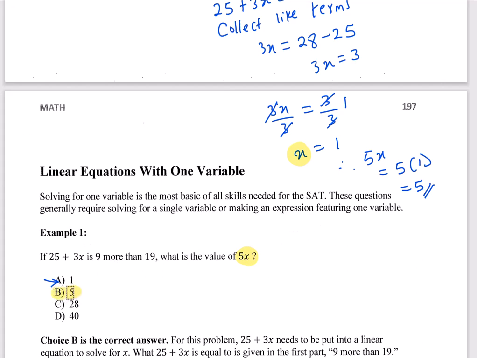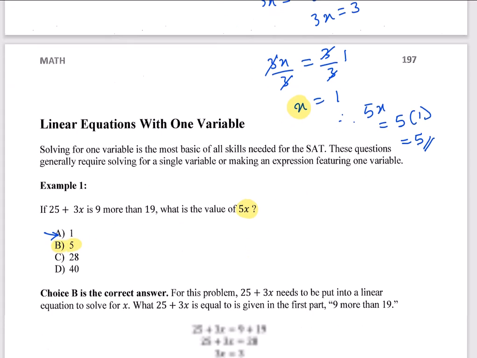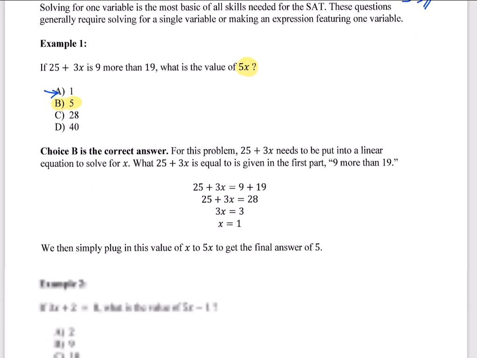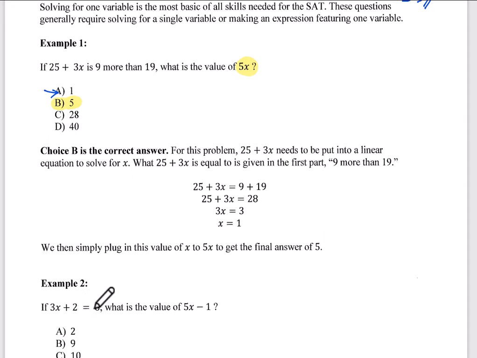That's the correct answer. Let's see their process and see what they did. I think yes, they did something similar to what I did, and that's great. Let's continue. Let's go to the next example. The next example says 3x plus 2 is equal to 8. Let's put that down first. 3x plus 2 is equal to 8. What is the value of 5x minus 1?